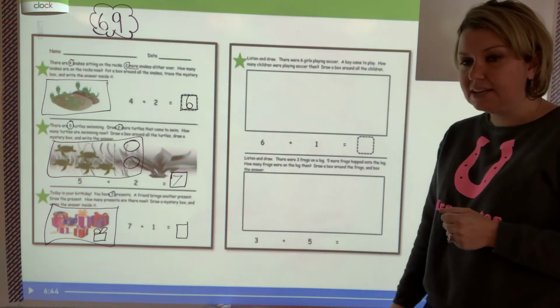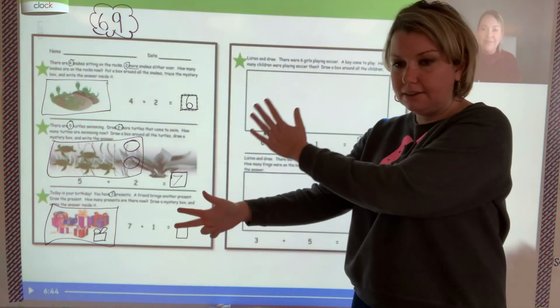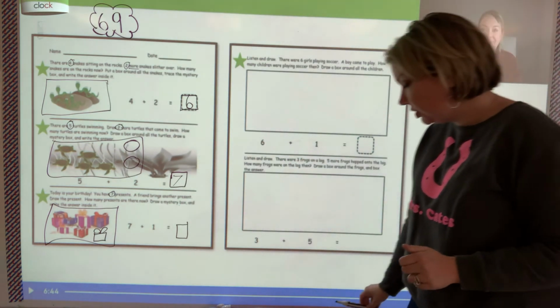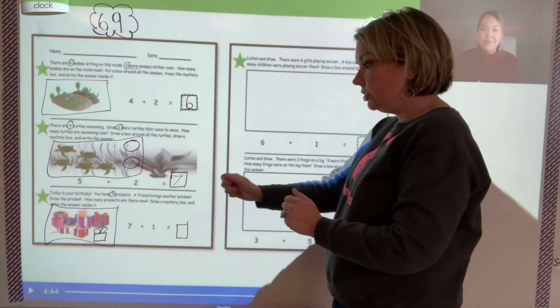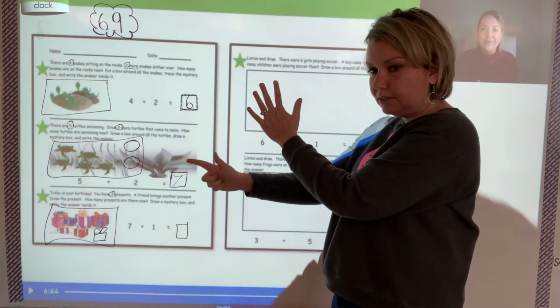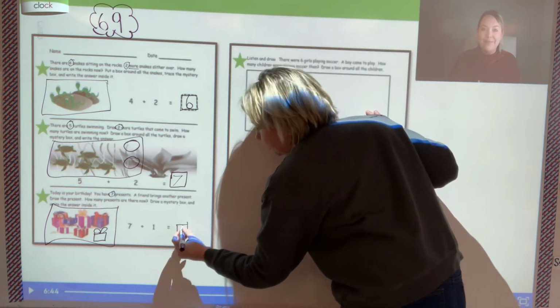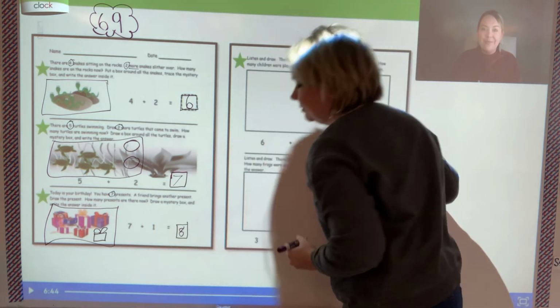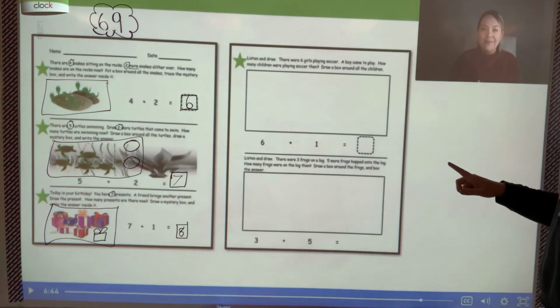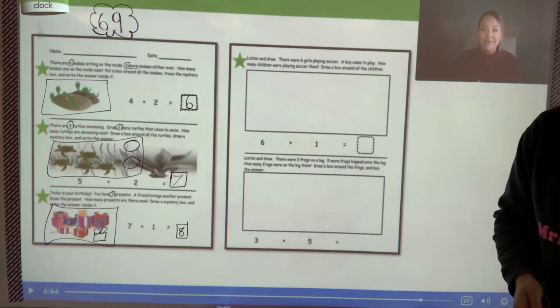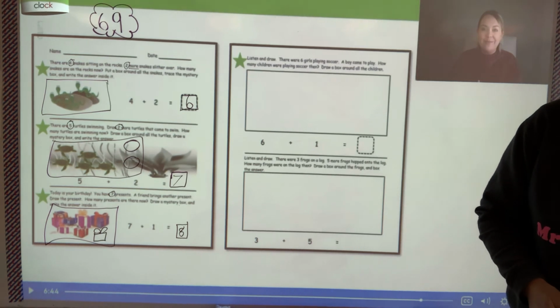Okay, friends, I see a lot of friends showing 8. I could do the strategy where I show 7 fingers and 1 more, which makes 8. Let's take a look on the back of your paper. Just turn it to the back.